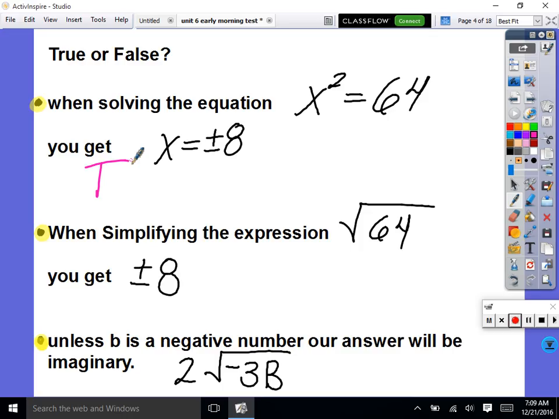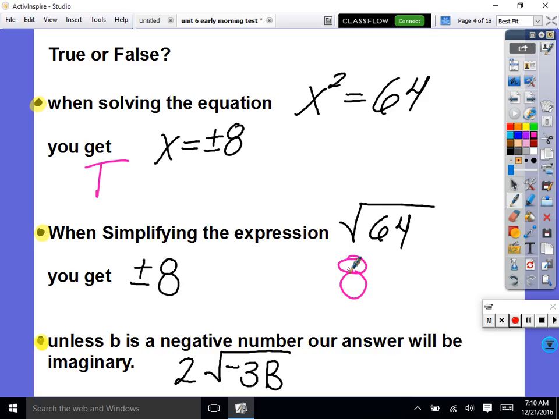When simplifying the expression, the square root of 64, you get plus or minus 8. Now this one's almost like a trick question because it depends on the wording, correct? If I said, find all the roots, you would need plus and minus. If I said simplify, you only go with the primary root, which is 8.